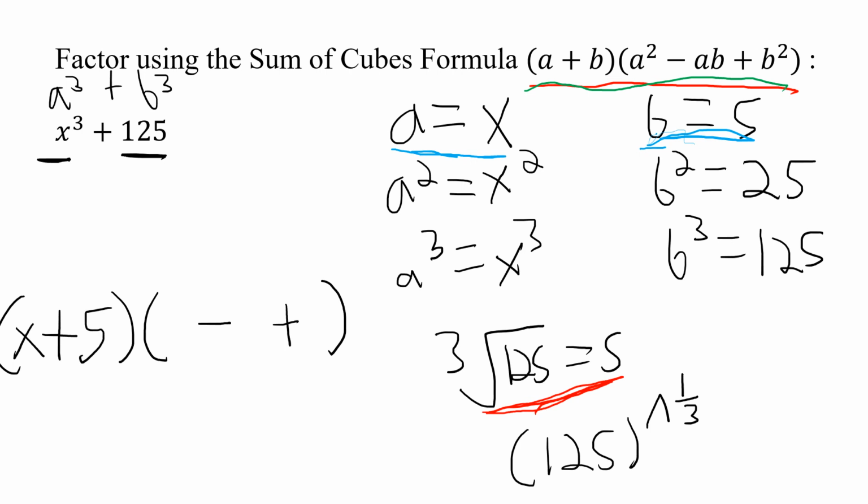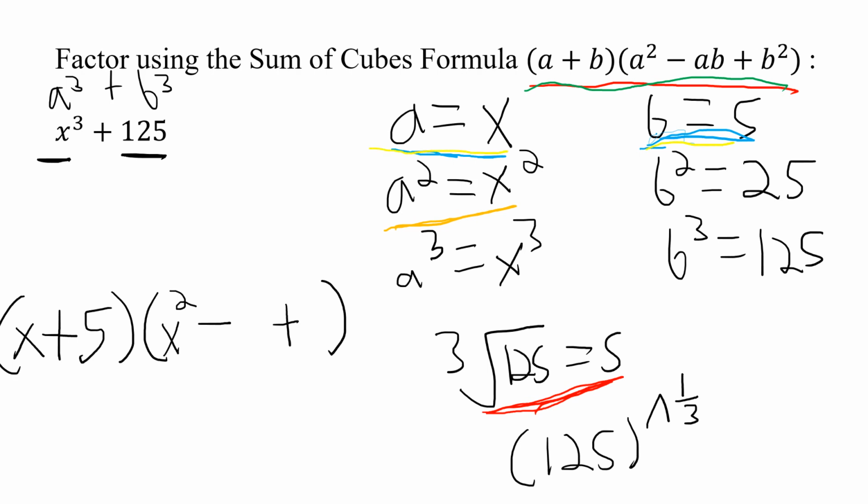Then we need to look at our a squared minus ab plus b squared. Well, a squared we have right here, I'm underlining it in orange. A squared is just x squared, so we're going to put that where a squared is supposed to go, right there. Then we have minus a times b.